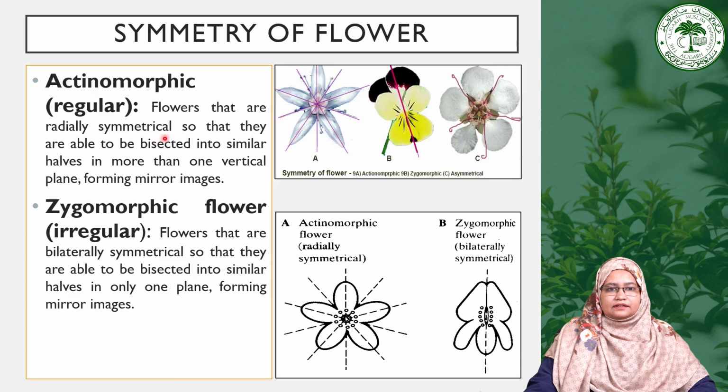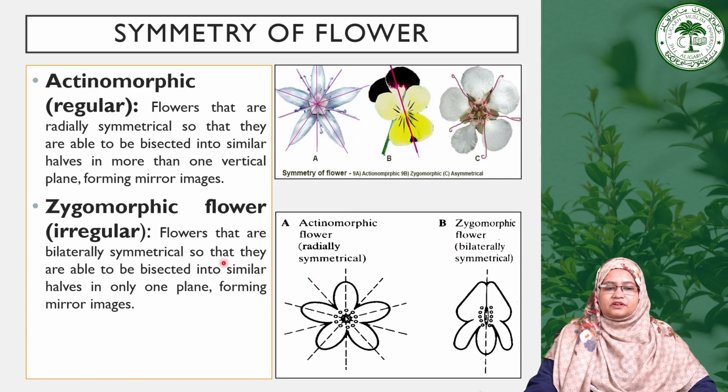Next, the symmetry of a flower. If we see the symmetry of a flower, it may be regular or irregular. As you can see, this type of flower can be cut along any axis. This is called radially symmetrical or regular type of flower, also called actinomorphic symmetry.